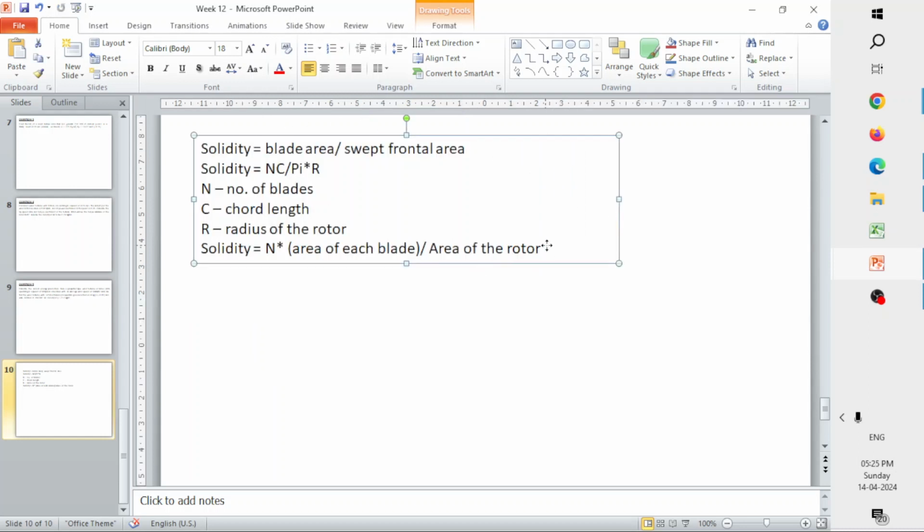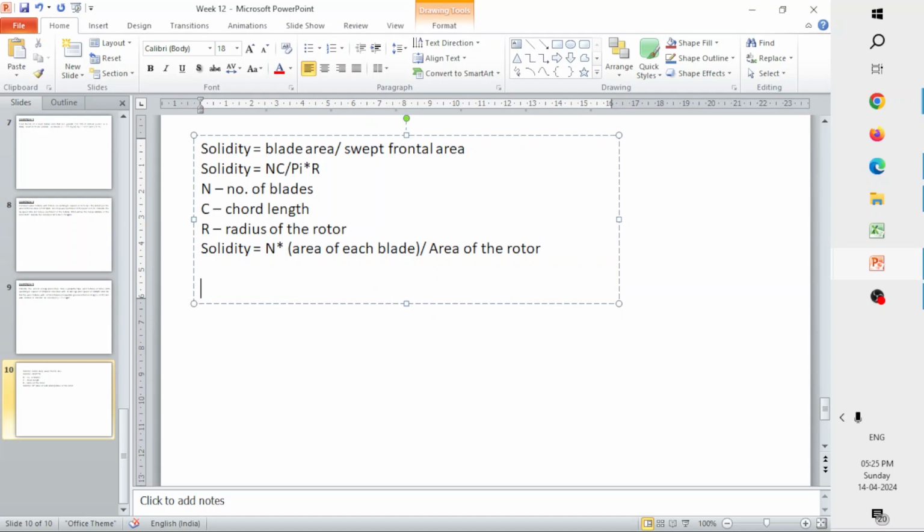So the area of each blade, as we said in the last lectures also, is nothing but... the blade actually consists of an airfoil. So we need to get the area of the airfoil. Since the blade contains an airfoil, the area can be expressed as C, that is nothing but your chord length, times L, that is nothing but your span length. So what is the length of the blade? If you multiply these two, you will get the area of the blade.